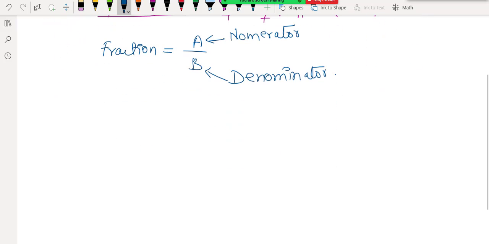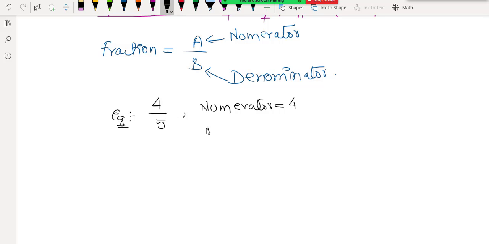So let's take some examples like 4 by 5. In this case, what is the value of numerator here? 4. Very good. The numerator is equal to 4. And what is the value of denominator here? Denominator 5. Very good.